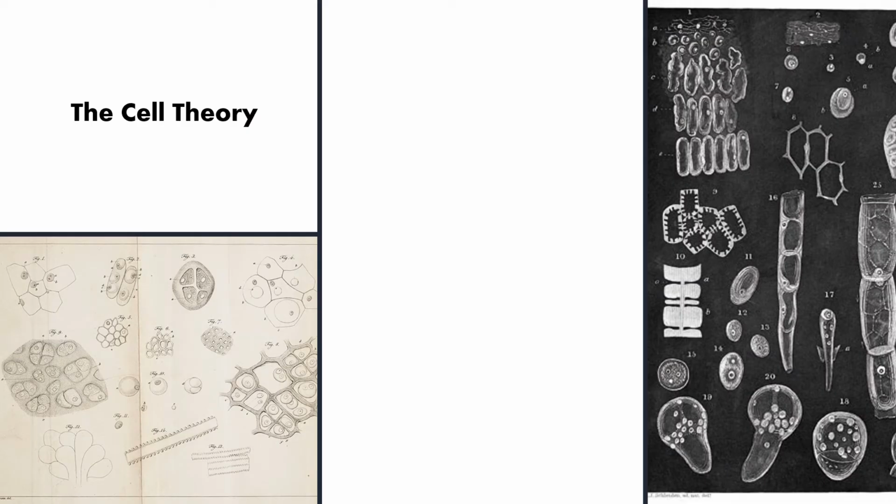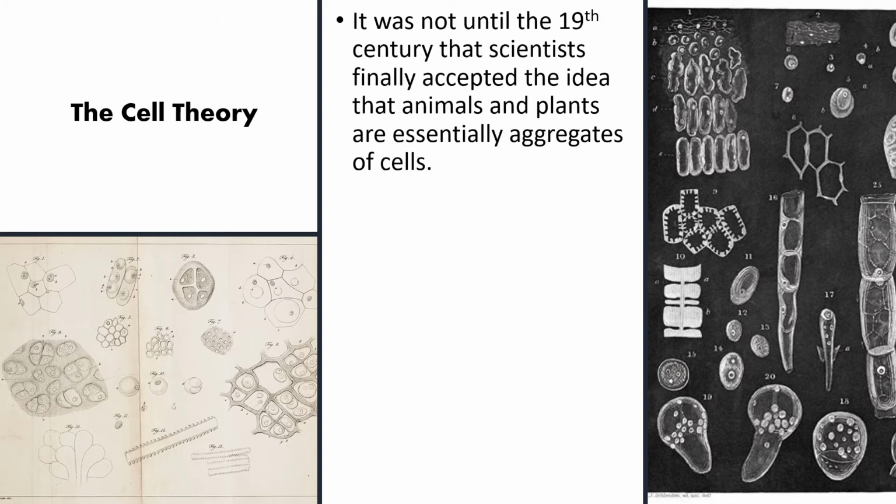So after Robert Hooke, there were other individuals that started to look at things on a microscopic level, but it wasn't until the 19th century, which is the 1800s, that what we call the cell theory was developed. And this is a theory that is saying that all animals and plants are aggregates, or just a lot of cells put together. And so you take a human or a plant and you go down to the smallest living unit, it's going to be a cell.